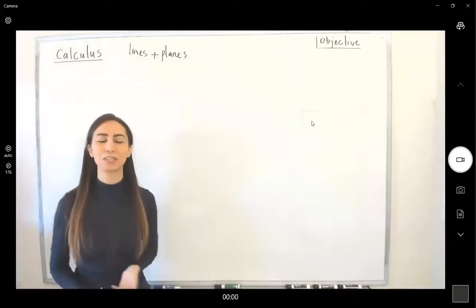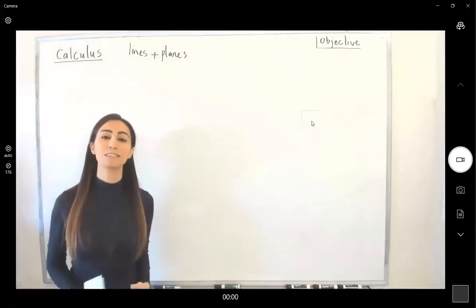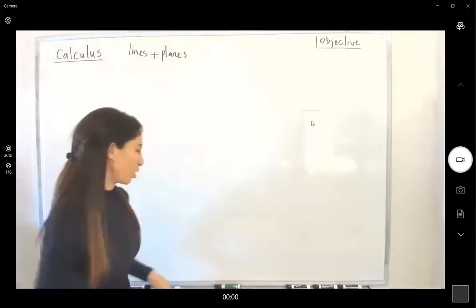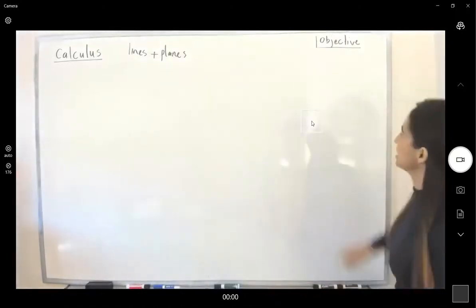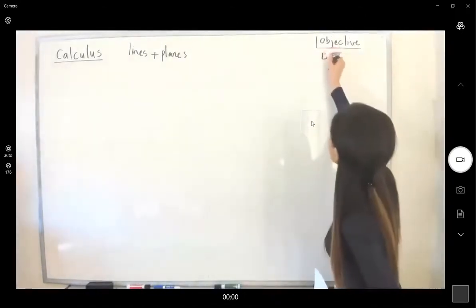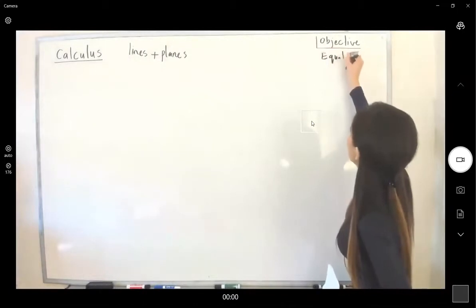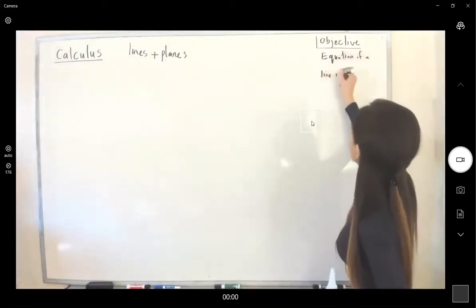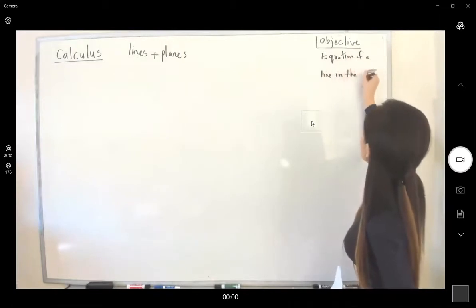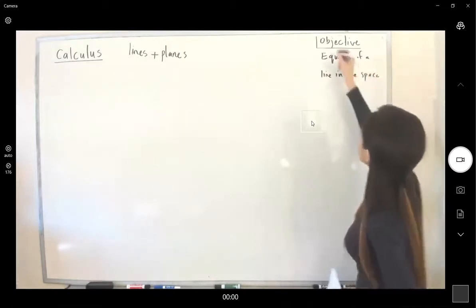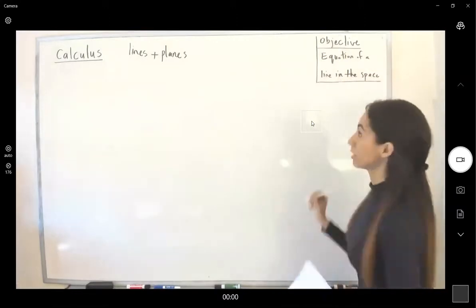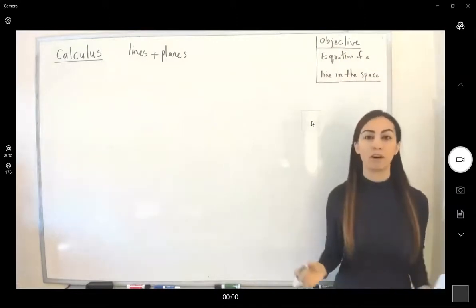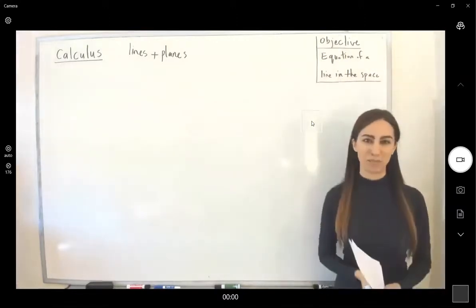So today we're going to talk about lines in the space. The objectives: writing the equation of a line in the space. This is our objective today. We're going to learn how to write the equation of a line in three-dimensional space.